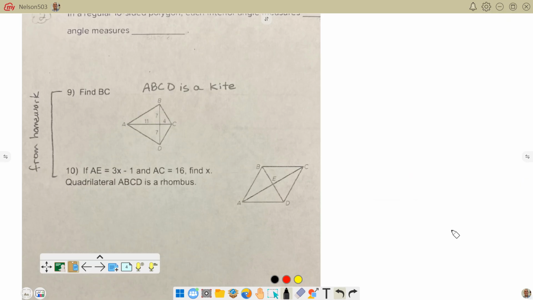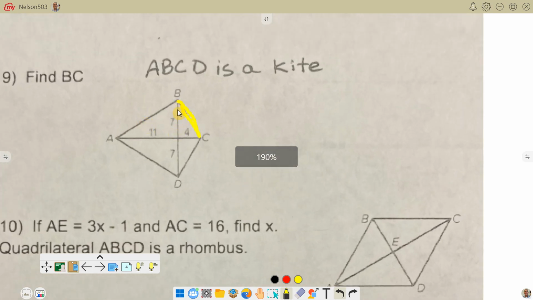Okay, here are the last two problems. We're looking for BC, so let's highlight where BC is right there, right? That's the hypotenuse of a right triangle, and the right triangle has legs 7 and 4.